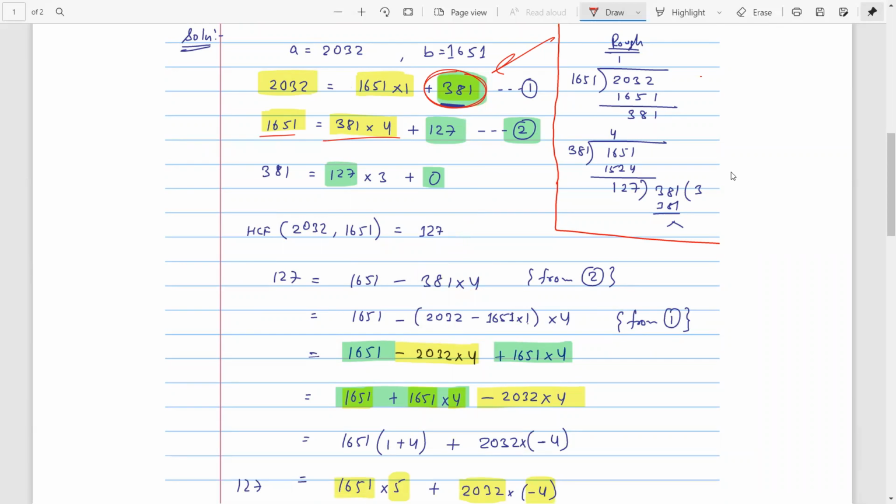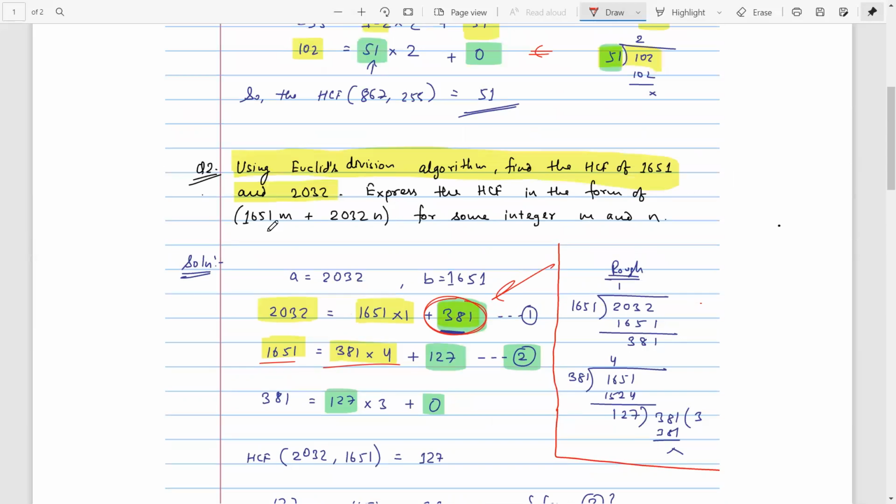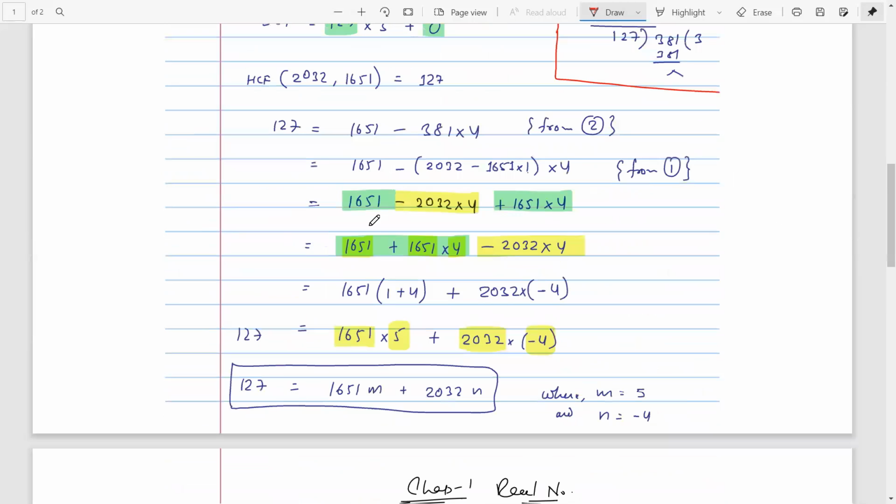Okay. After this, it's just simple calculation. Move the numbers around to arrange it into the form which they asked you to write it. They asked us to write in the form of 1651 times m plus 2032 times n. So let's rearrange the numbers. This is the distributive property. Multiply 4 to the first one also and then to the second one. So once you multiply here, what do you get? 2032 times 4, and then this whole thing times 4. Since there is a number 1 here, 4 ones are 4, so only one thing will be remaining, and 1651 here.